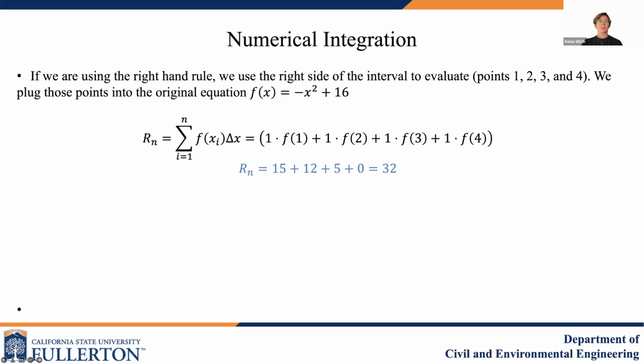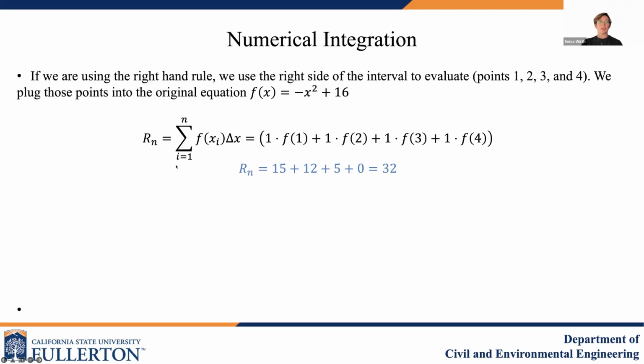Let's do the same thing, but now we're going to use the right-hand rule. For the right-hand rule, the right corner is where I'm evaluating these points, or the right side of the rectangle. So I'm using the right-hand corners of these rectangles, which are the points on the x-axis 1, 2, 3, and 4. So this is x at position 1, x at position 2, x at position 3, and x at position 4. And again, we plug those x values into our original equation f of x and solve.